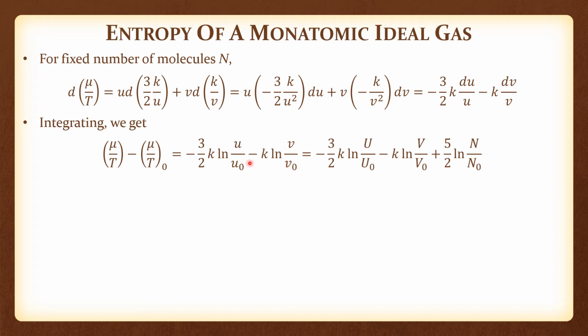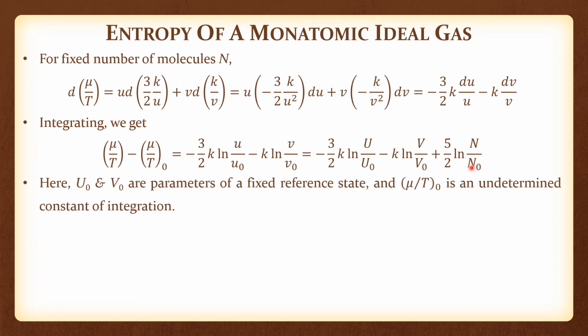So we can integrate this to an initial condition, right? And then we have regenerated this with respect to this U is U by capital N, this V is V by capital N, and therefore together that becomes 5 by 2 ln of N by N naught. Here U naught, V naught, N naught are parameters of a fixed reference state, and mu by T naught is an undetermined constant of integration because you don't know what the initial chemical potential is.